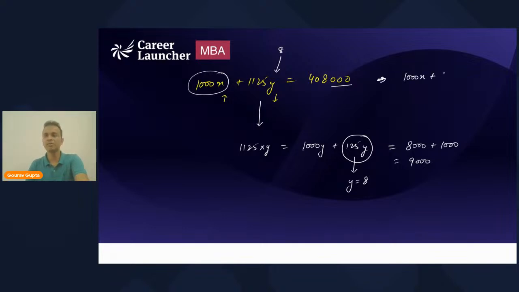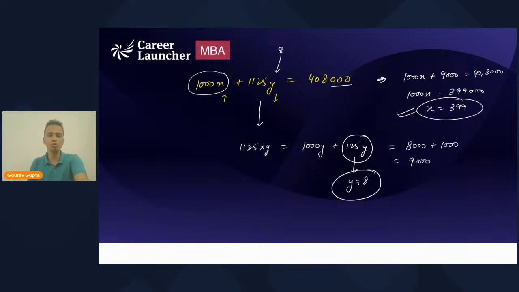1000x plus 9000 is equal to 4 lakh 8,000. So 1000x will be equal to 3,99,000. So the value of x comes out to be 399. So the number of white shirts is 399 and the number of blue shirts is equal to 8. So the maximum possible total number of shirts will be 399 plus 8, that is 407. All right, so 407 will be the final answer of this question.